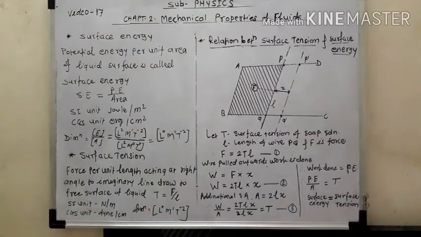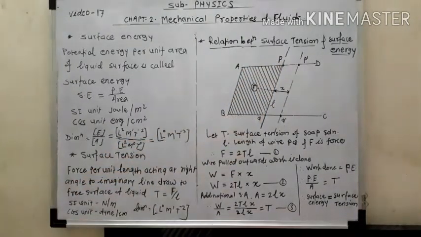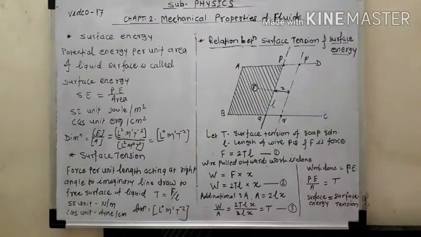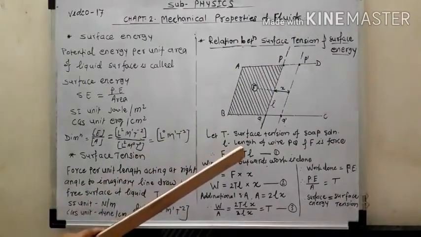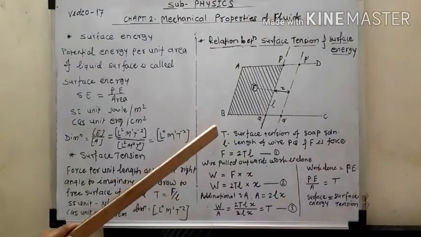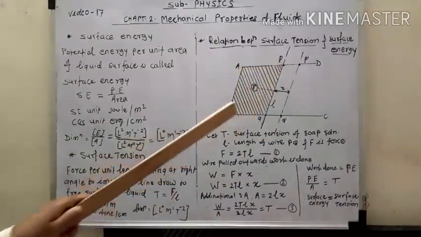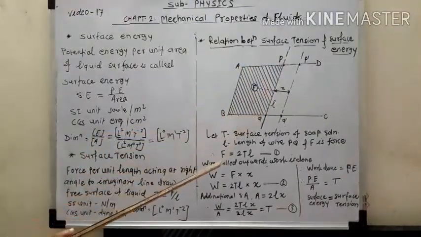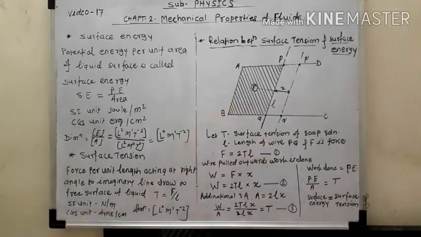Due to the surface tension, the force F will act on this wire PQ, and the total force acting on the wire PQ is given by F equal to 2TL, where T is the surface tension of the soap solution and L is the length of the wire PQ. So the force exerted on the wire PQ is given by 2TL.